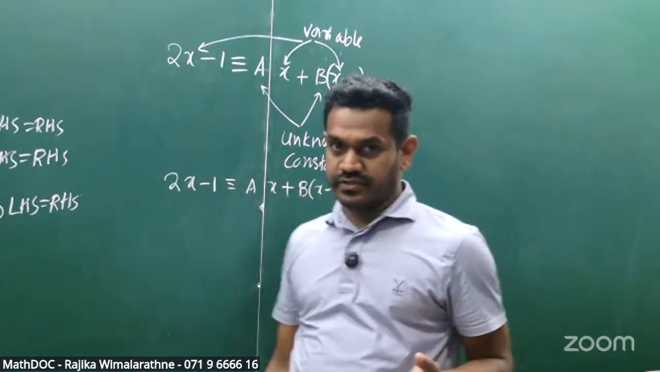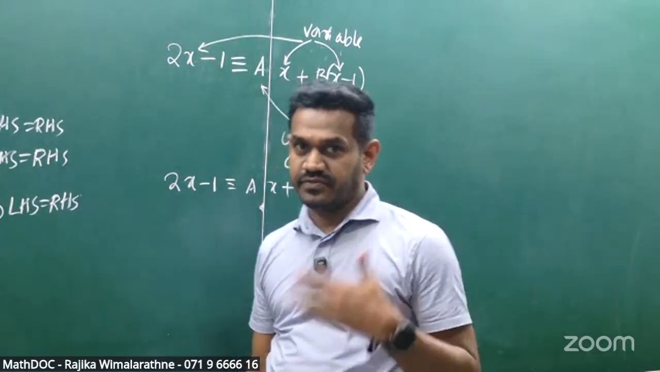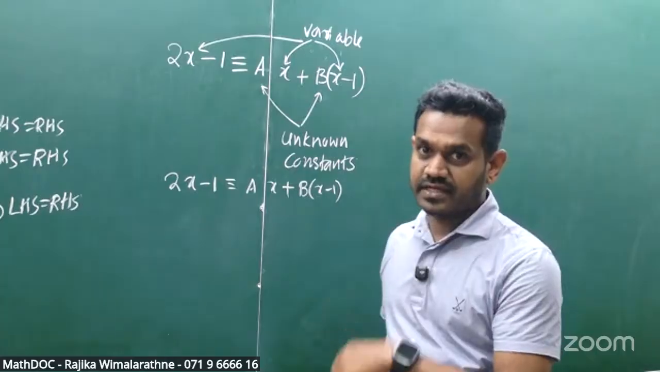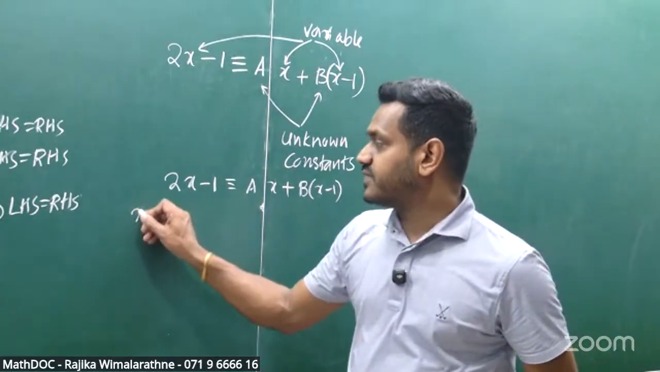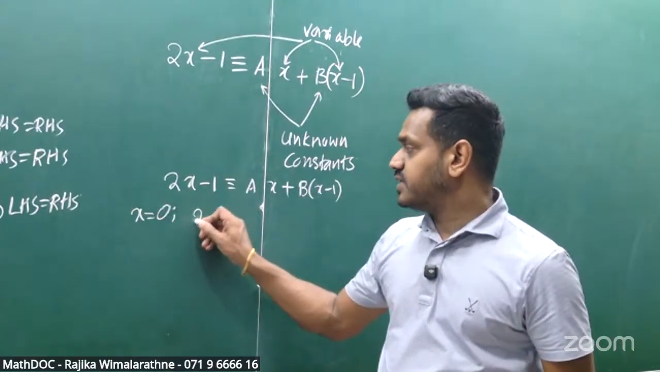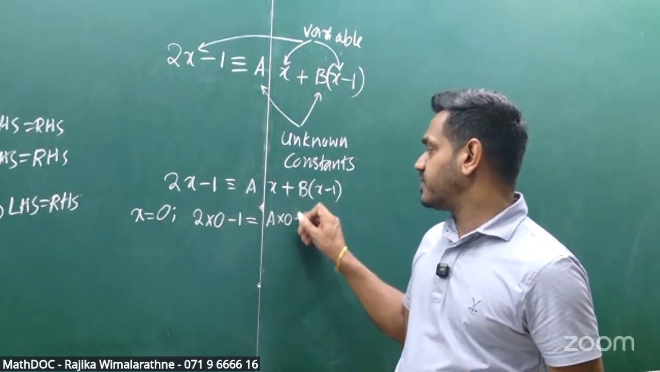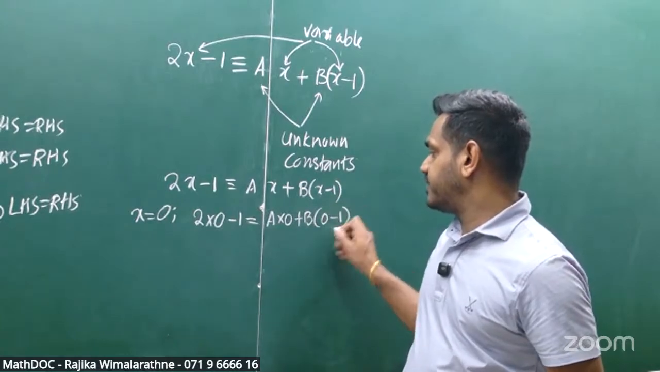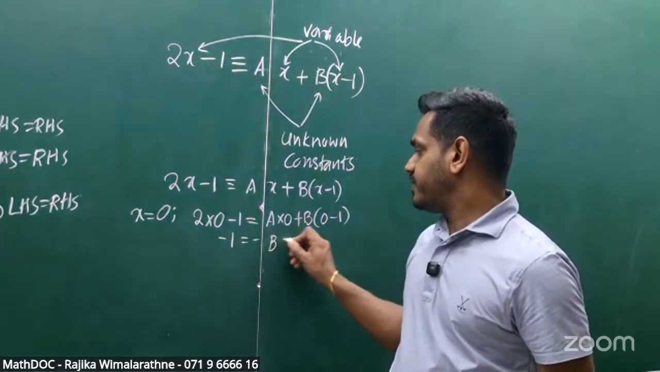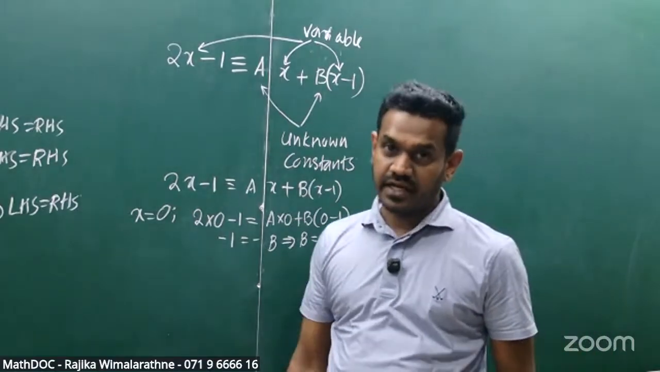Initially I told you this expression is satisfied for any real value of x. That means if you substitute any x value, the left hand side and right hand side results will be the same. So substitute x equals 0. Here 2 times 0 minus 1, and here a times 0 plus b times 0 minus 1. Then minus 1 equals minus b, so b equals 1. Likewise, you can find unknowns.